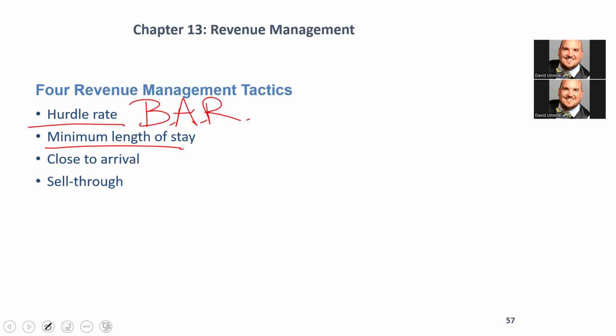Okay. Now, as we get closer to the arrival date and we're not sold out, we might cancel that minimum length of stay because at that point, we want those people that can only stay for 2 nights to fill in the gaps to get us closer to 100% occupancy. Okay. Close to arrival. These are the main 3 ones: hurdle, minimum length of stay, and close to arrival.